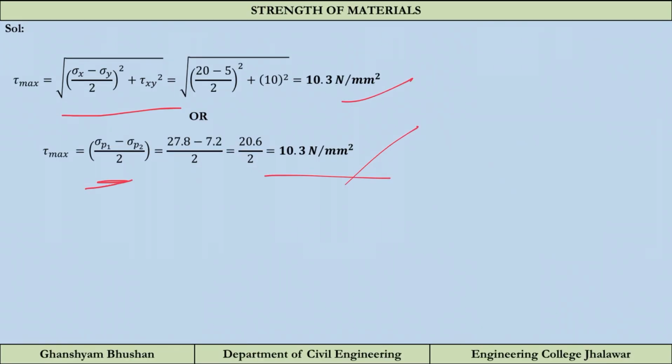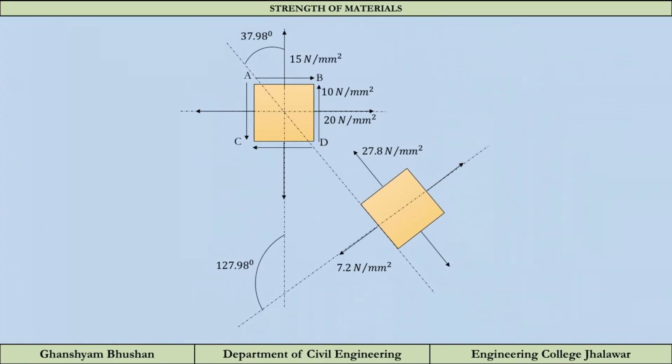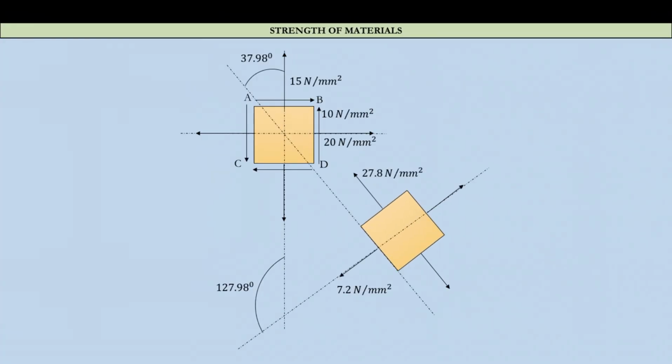Now if in an exam you have to show the final result, you have to show it like this. Okay, so this was our reference axis. So sigma x and sigma y were given. So at an angle of 37.9, this is our principal plane 1.